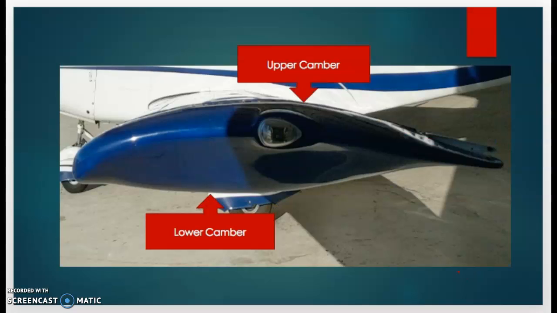Going back to the wing tip, you can see we have the upper camber and the lower camber. So camber is just another way to say the curvature of the wing. So you'll see the upper camber is much more curved than the lower camber.